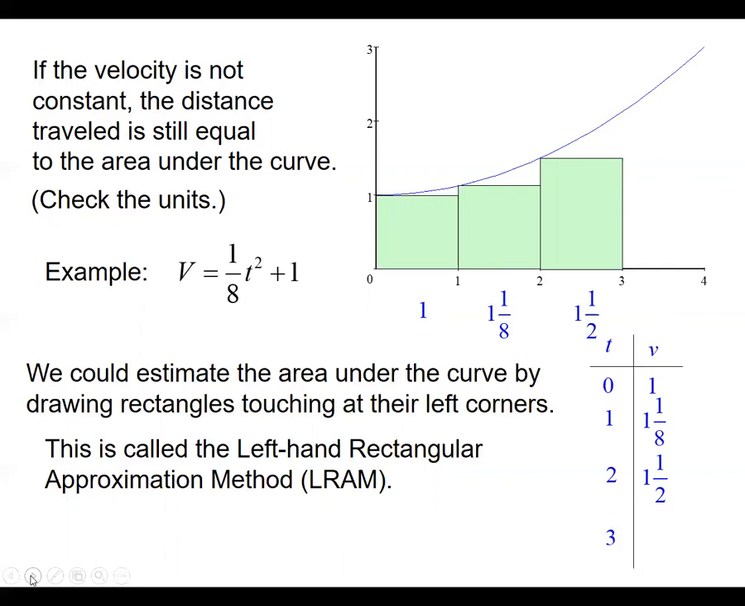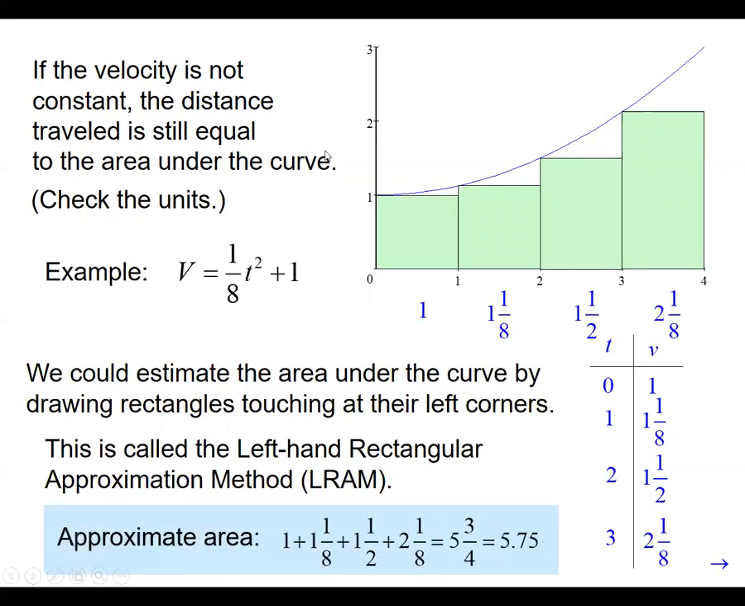Between 3 and 4, I'm going to determine the height at 3. Height was 2 1/8 times a width of 1. So 2 1/8. And then we want to sum them up. Finding all of those 4 areas, adding them together is 5 3/4, 5.75. So the question is, is this the actual area under the curve?